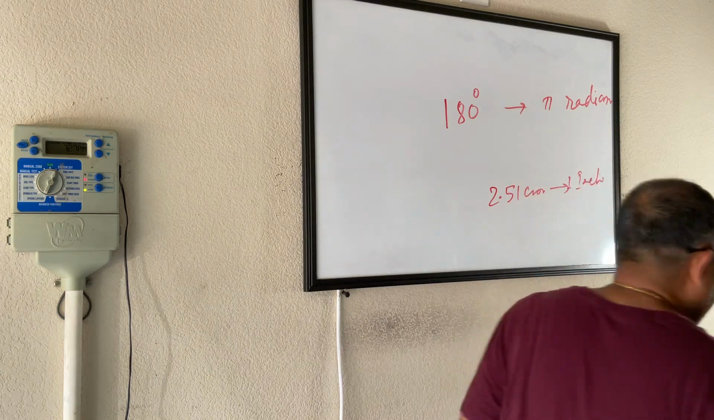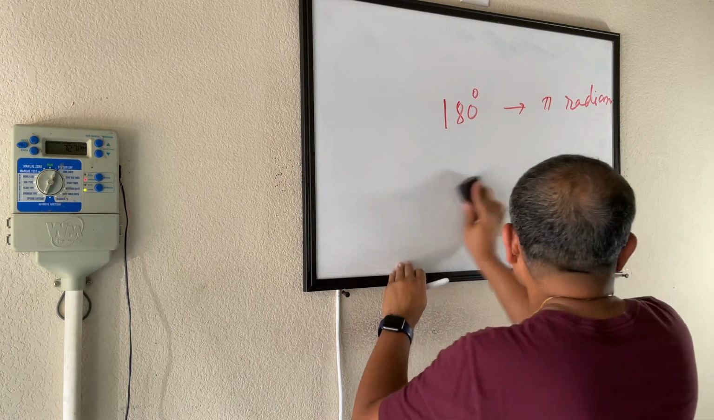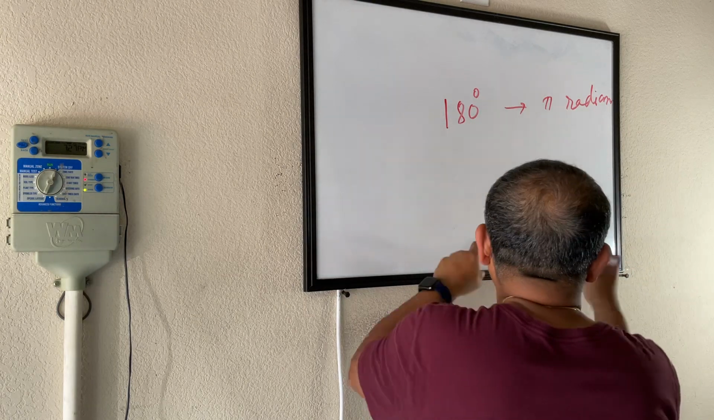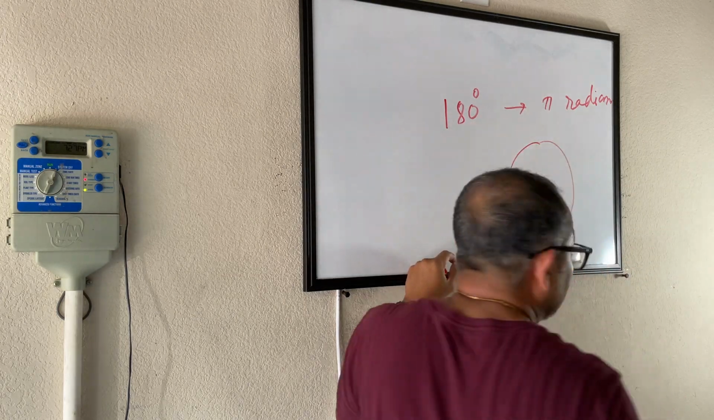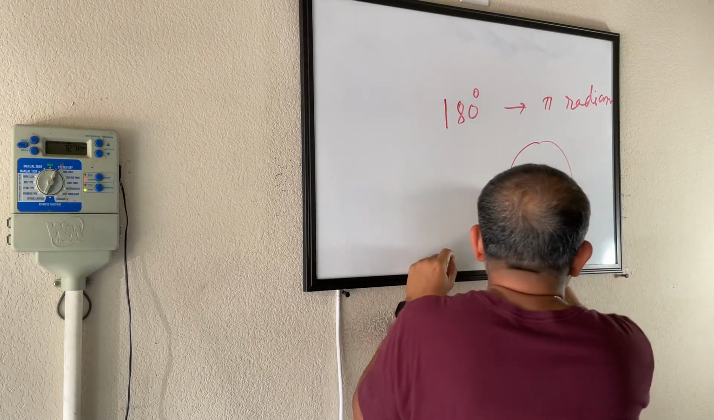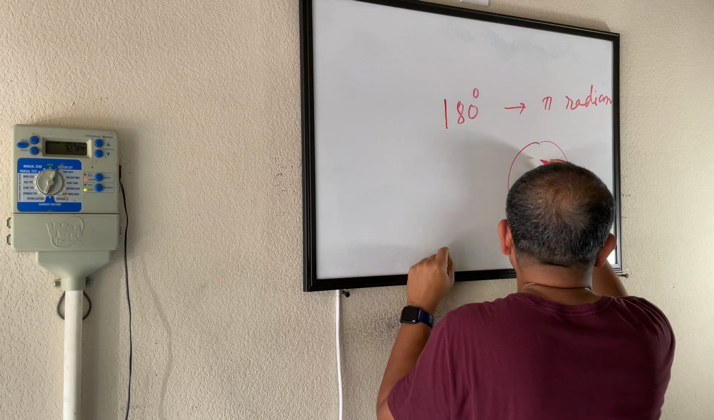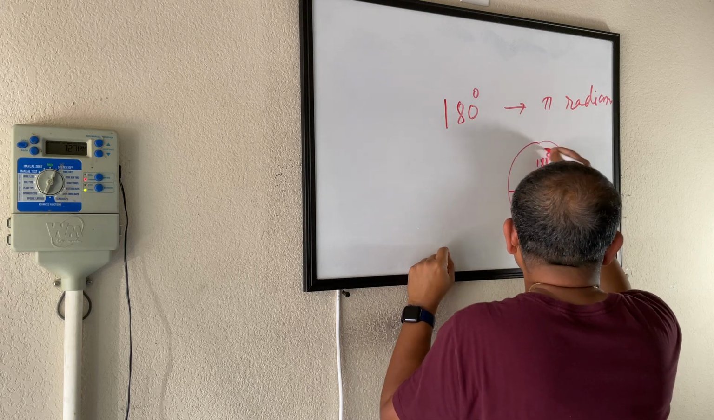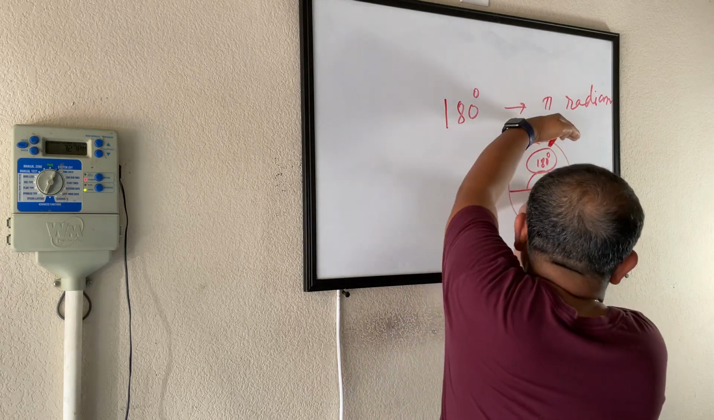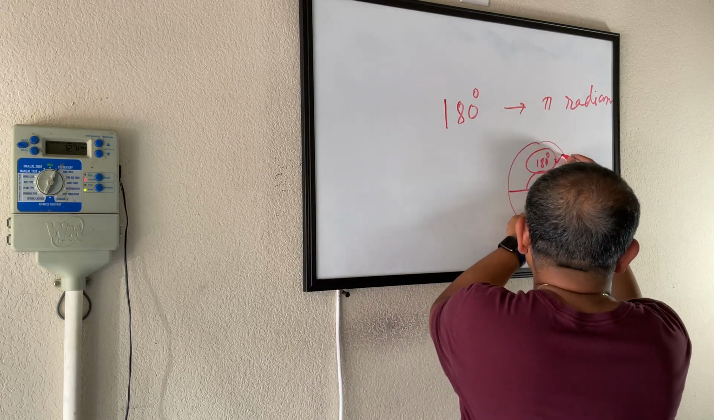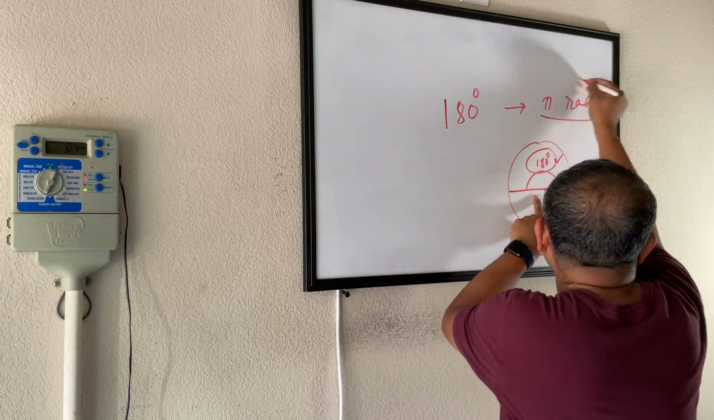Let's look at it. Now here, this is the thing. 180 degree is pi radian. So basically, if you look at this circle, it makes 360 degree. Half of the rotation, when you're looking at the semicircle from here to here, this is 180 degree. This 180 degree, half of the circle or the semicircle, whatever you call it, is also given a name as pi radian.